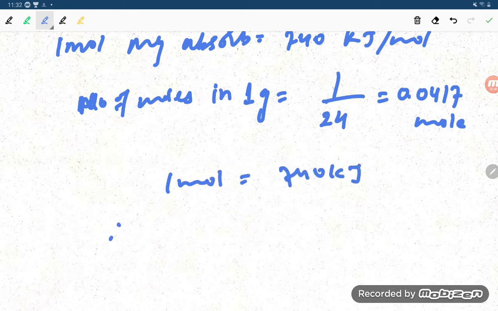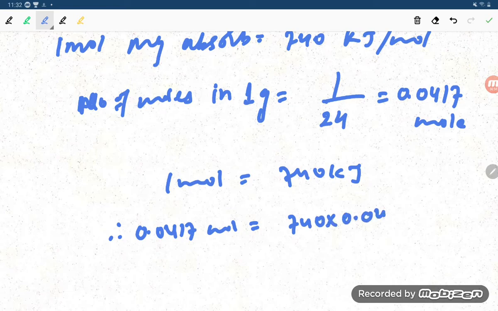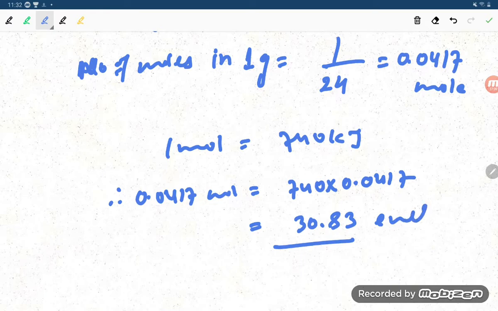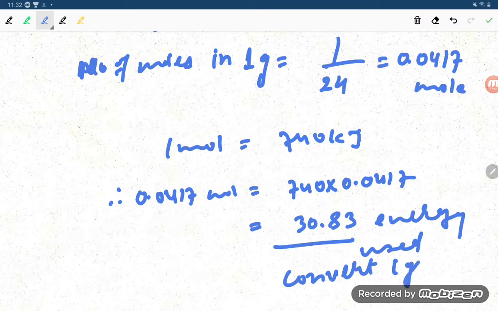So 1 mole absorbs 740 kilojoule. Therefore 0.0417 mole will absorb 740 multiplied by 0.0417. So how much is it coming, student? This is coming 30.83. So this much energy, 30.83, is used to convert 1 gram Mg to Mg plus.